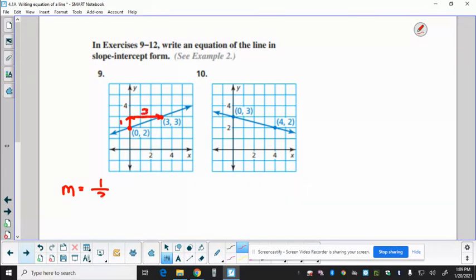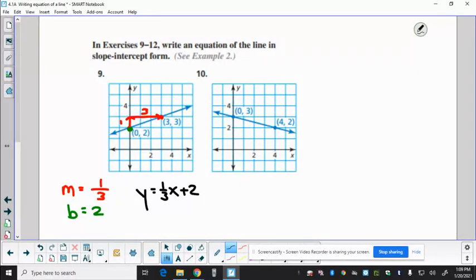My y-intercept is going to be right there at 2. Okay? So that's b is 2. Now I can go ahead and write my equation, my line. Y equals mx plus b. And that problem's done. Let's go to number 10.